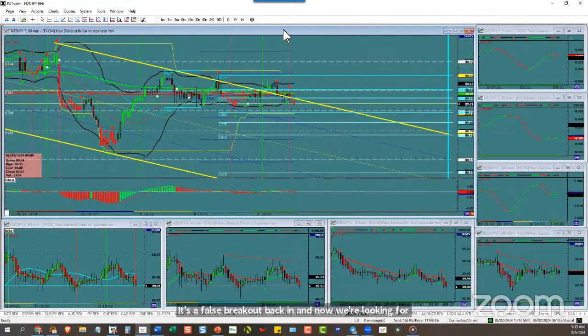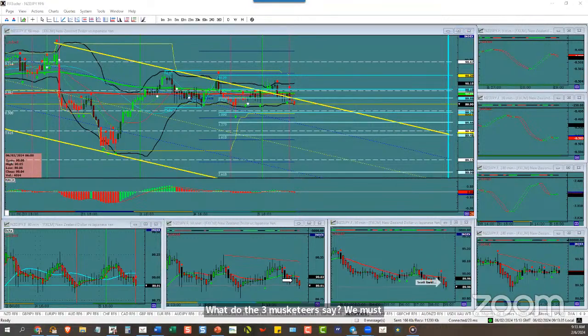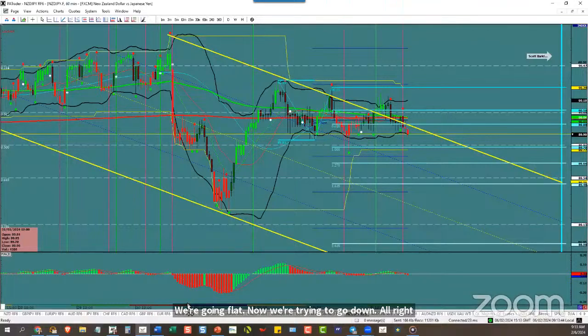What do the Three Musketeers say? Three Musketeers say, we're trying to go down, we're trying to go down. We're going flat, now we're trying to go down, all right? So here we go, find the target.